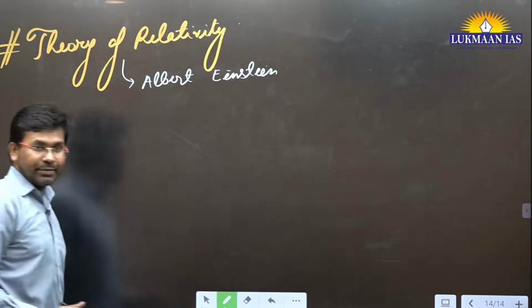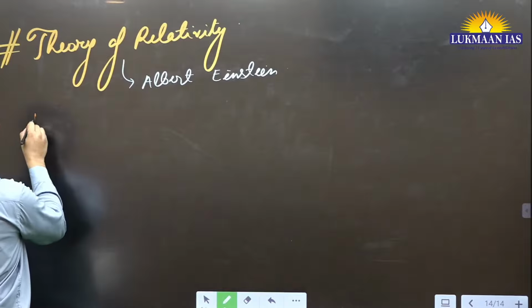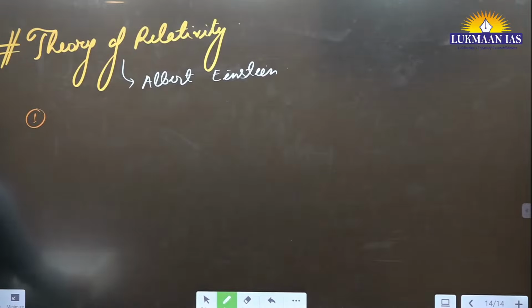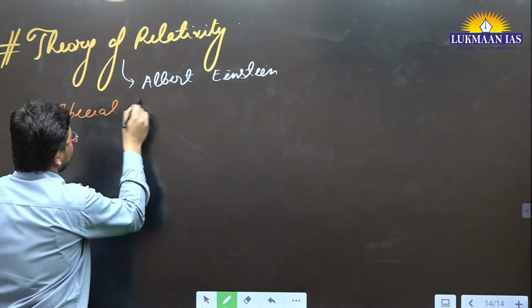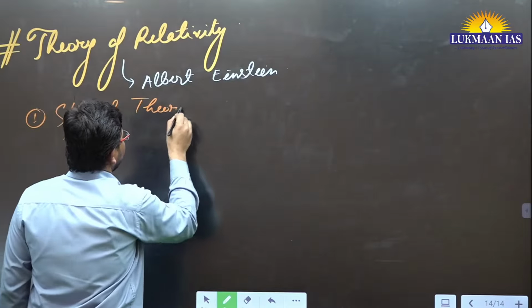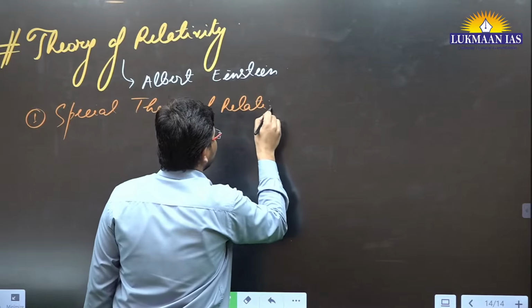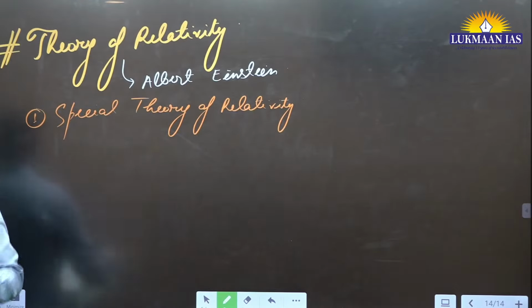Albert Einstein has given the theory of relativity. Write down the first theory of relativity. Number 1 is known as the special theory of relativity. Write down about it, then I am going to explain.